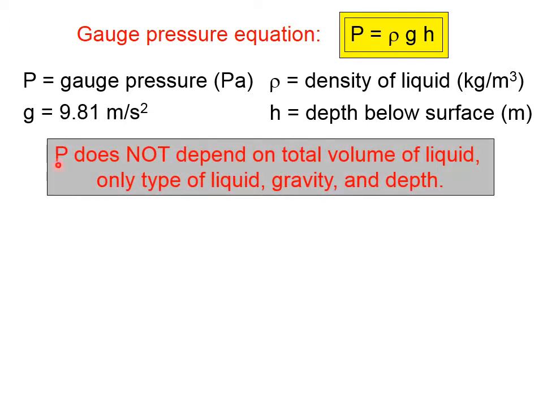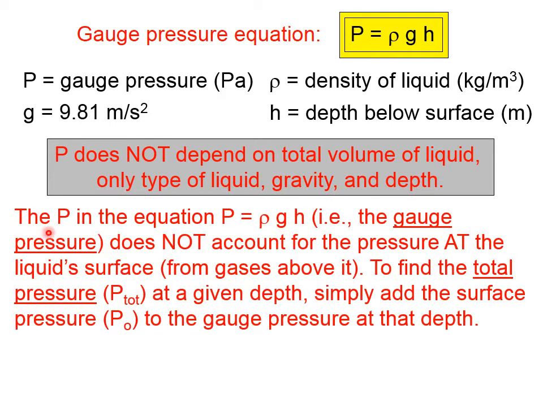The pressure does not depend on the total volume of liquid, only the type of liquid, the acceleration due to gravity, and the depth. The P in the equation P equals rho GH, that is the gauge pressure, does not account for the pressure at the liquid's surface from gases above it.